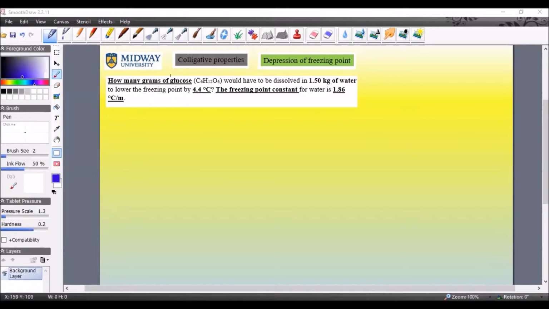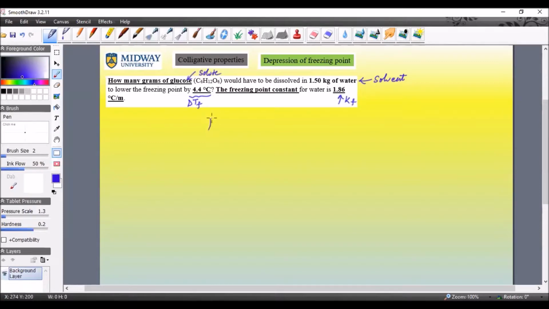So now the question is asking how many grams of glucose, which is your solute, would have to be dissolved in 1.5 kg of water, which is your solvent, to lower the freezing point by this much. What does it mean to lower the freezing point? This is already your depression of freezing point, so this is your delta TF that's given to you. The freezing point constant is given, so this is KF.